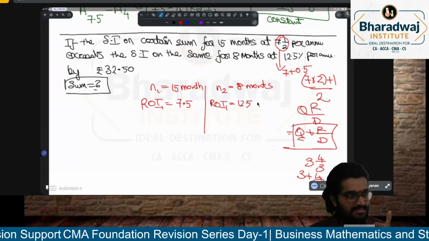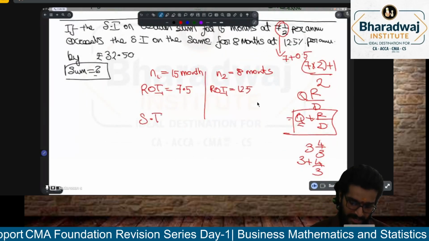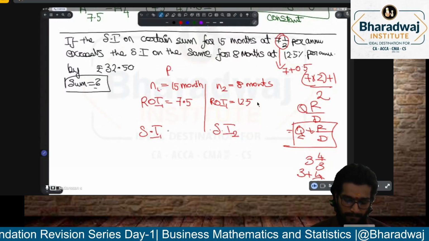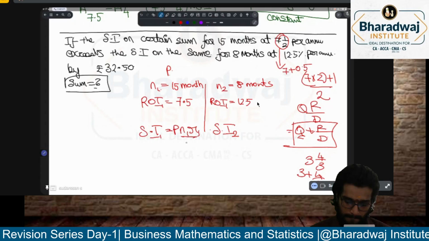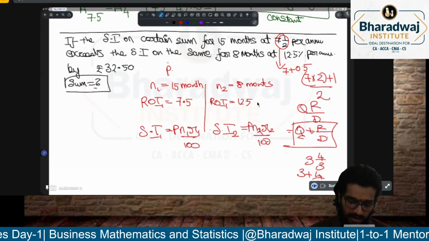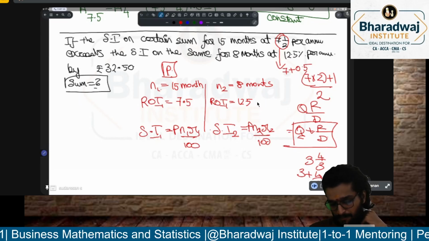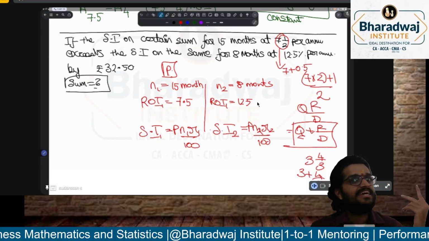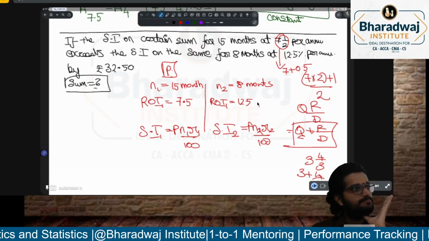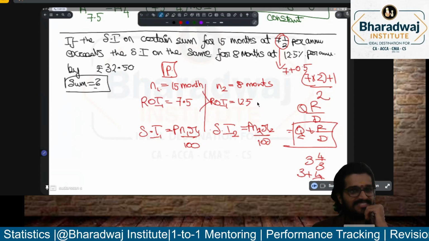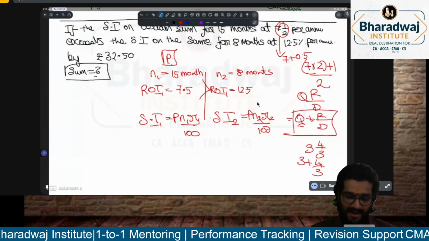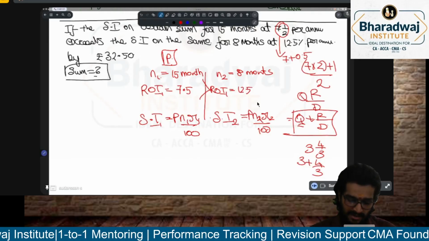Now comes the major part, the simple interest. So here you will be getting one simple interest, and here you will be getting another simple interest. The simple interest on a sum, N2 R2 by 100, on a sum for 15 months at 7.5% per annum exceeds, it's a positive term. Upper, which one is bigger? The first given one is bigger. Exceeds the simple interest on the same sum for 8 months at 12.5% per annum by 32.5.